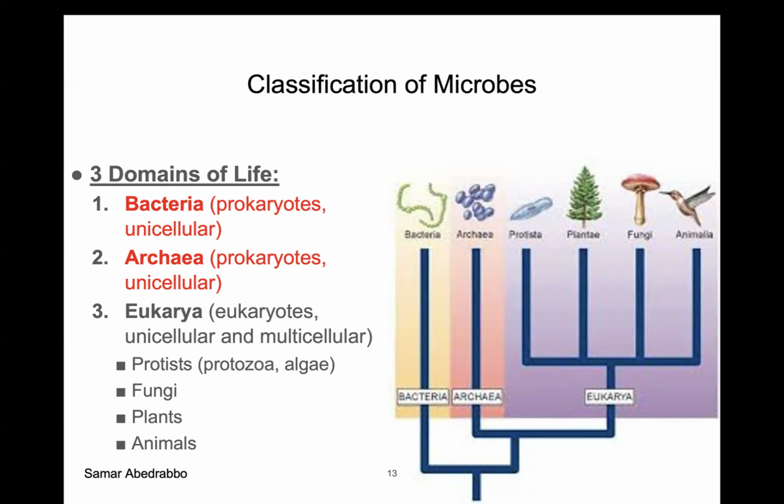So microbes are classified into the three domains of life, and the three domains of life are bacteria, archaea, and eukarya. Bacteria and archaea are both prokaryotic, meaning that they're made up of prokaryotic cells, meaning they don't have a nucleus. They are both single-celled organisms. Domain eukarya includes all organisms that do have a nucleus, meaning they're eukaryotic cells. Some organisms in domain eukarya are unicellular and some are multicellular.